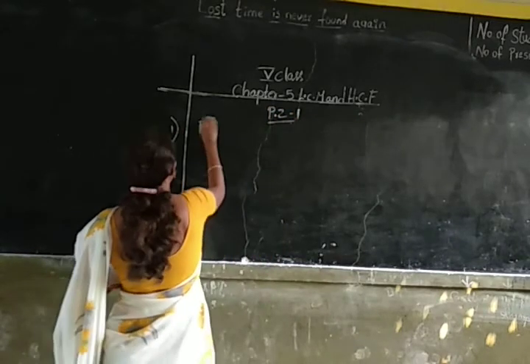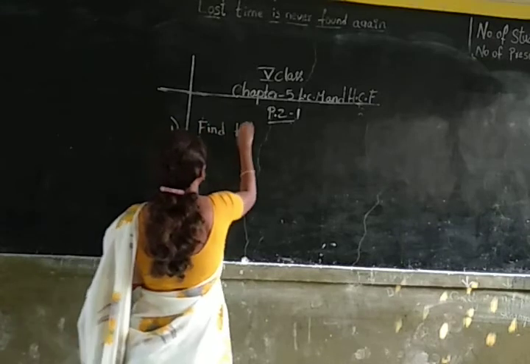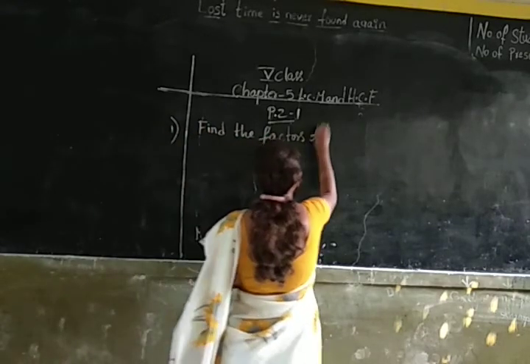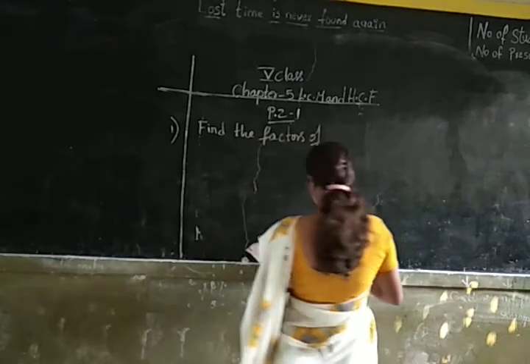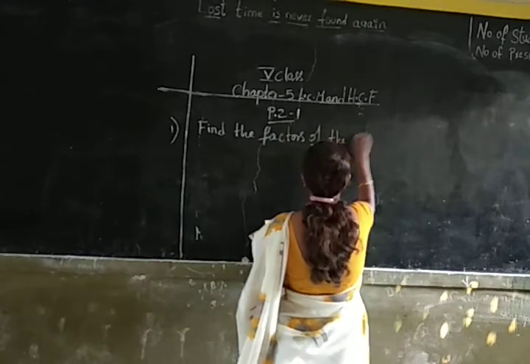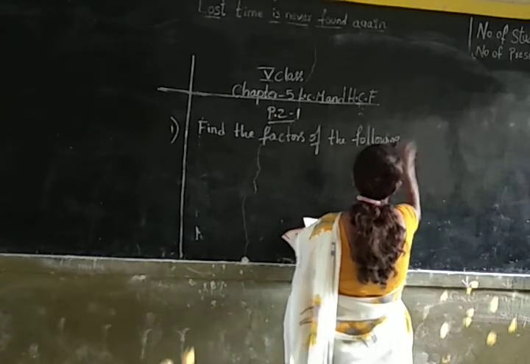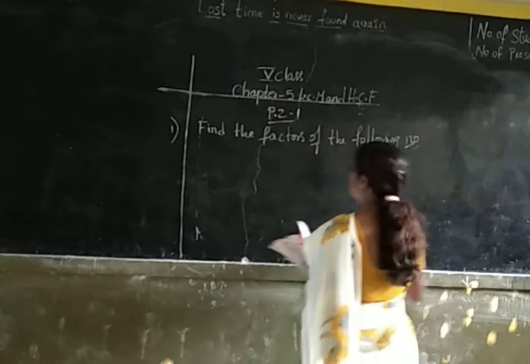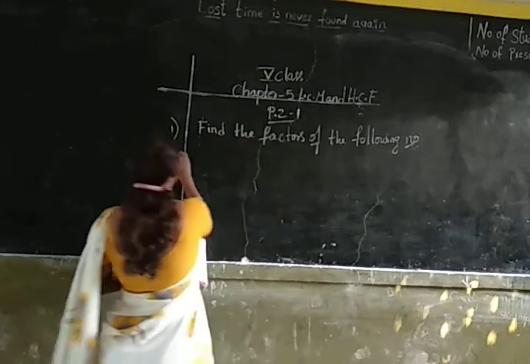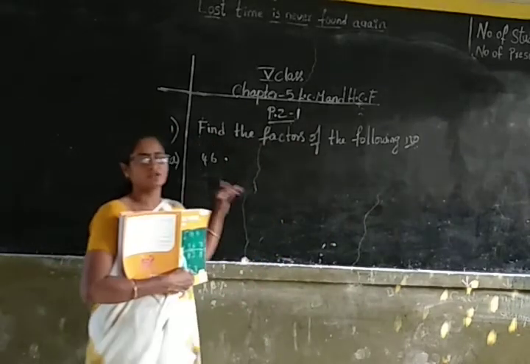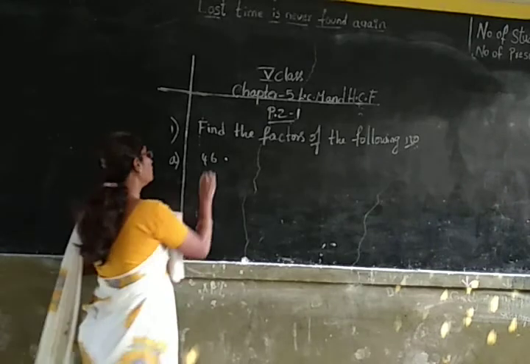First question. Find the factors of the following numbers. Now you have to find out the factors of the given number. Here the first number, A question, is 46. So now let us write down the factors of 46.